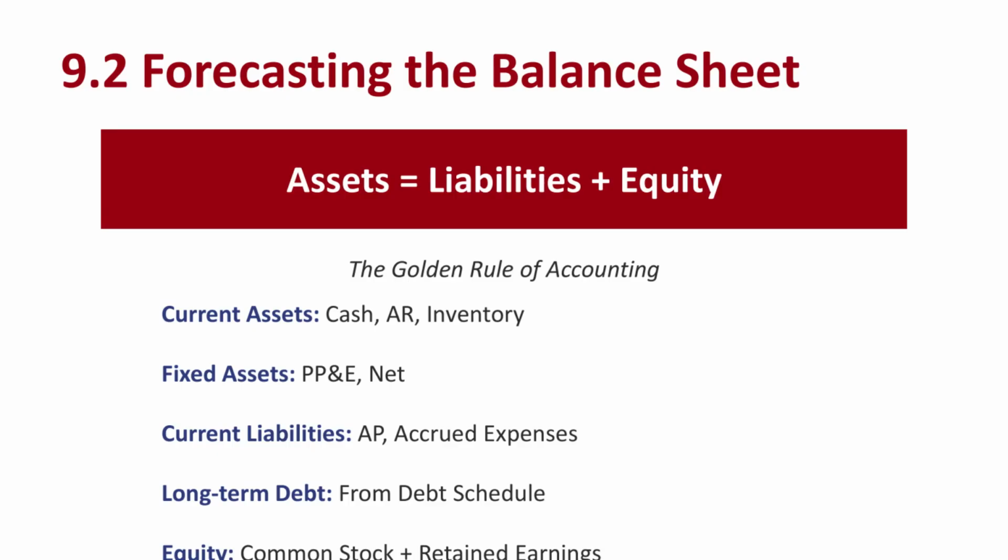Forecasting the balance sheet involves projecting current assets like cash and accounts receivable, fixed assets like PP&E, and current liabilities. We also track long-term debt from our debt schedules and equity through common stock and retained earnings. Every line item must have a clear, formulaic source.